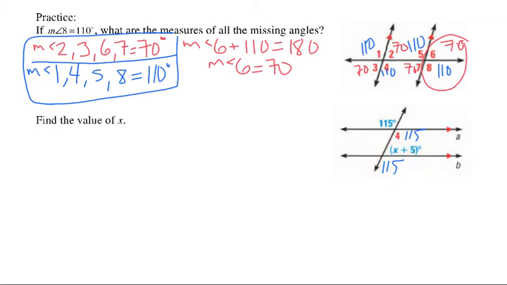All right, so these next two questions are very similar to the last ones, and I want you to go through and solve them yourself, and then come back and check your answers.